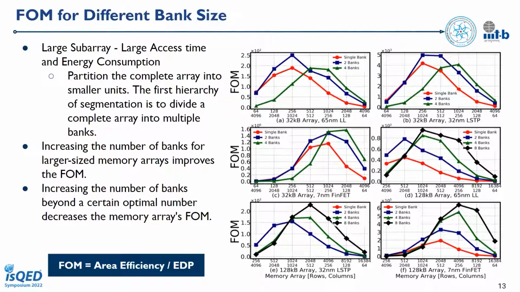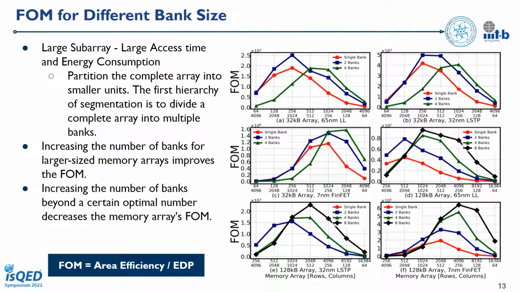FOM for different bank size. Next, to optimize our memory array, we now study the impact of banks on the performance of the array using CACTI. As the size of the array is increased, access time and energy consumption become a matter of concern. Large subarrays result in high access time, whereas large wire capacitances result in increased dynamic energy.